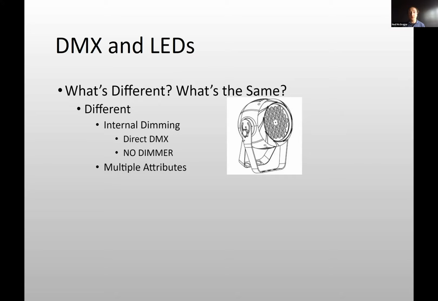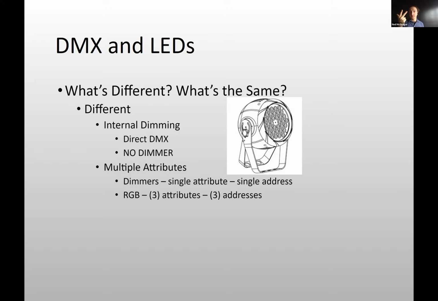And the other thing that is different about LEDs is they have multiple attributes. So a dimmer has a single attribute, intensity. The dimmer dims, and there's a single address. An RGB PAR specifically has three attributes, red, green, blue intensities. And so the fixture needs three addresses, red, green, blue.